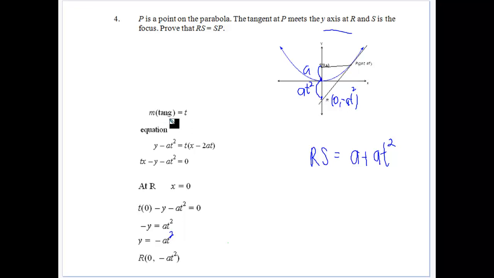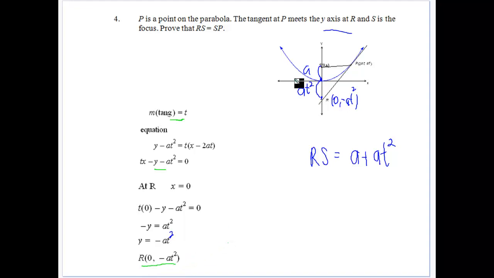We get the equation of our tangent because we know what the gradient of the tangent is, t. We find our equation of the tangent, y equals tx minus at squared. We've done it a few times now, so hopefully that's becoming pretty much second nature. And at R, where it crosses the y-axis, x is equal to 0, so we sub it in. We get the point R being (0, minus at squared).